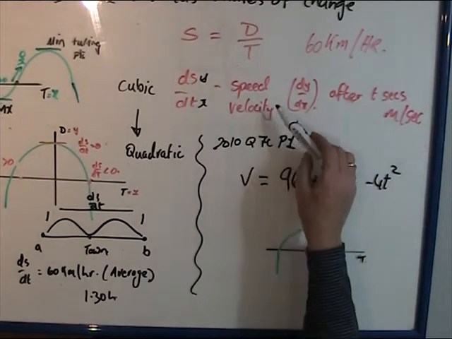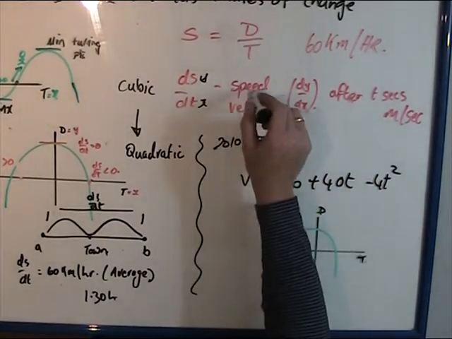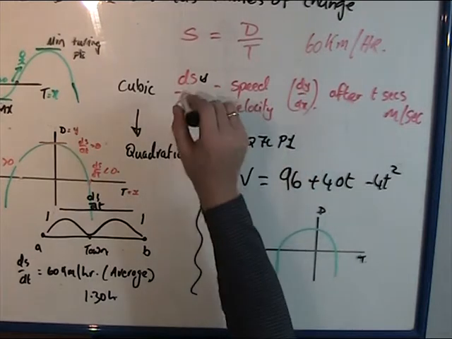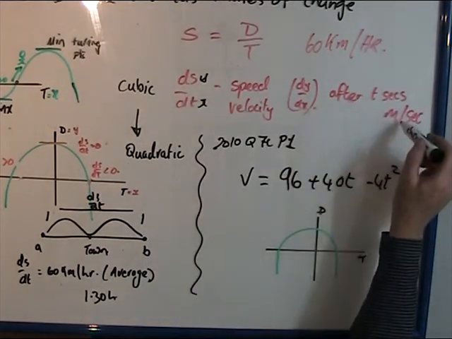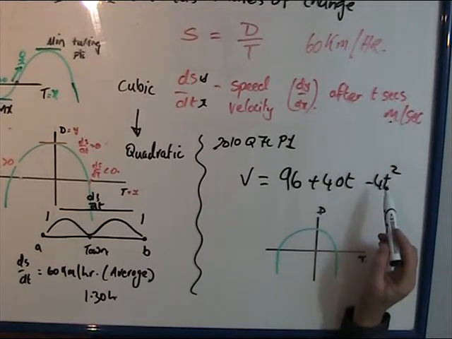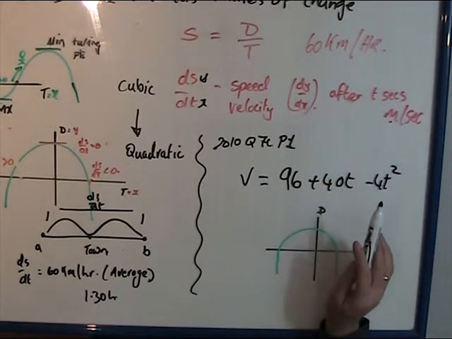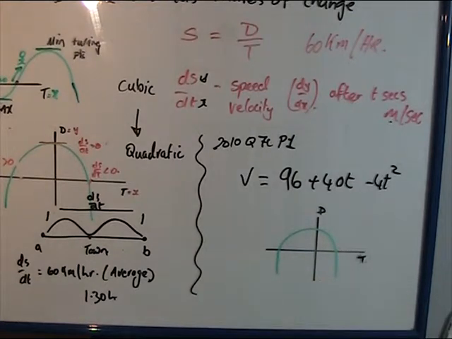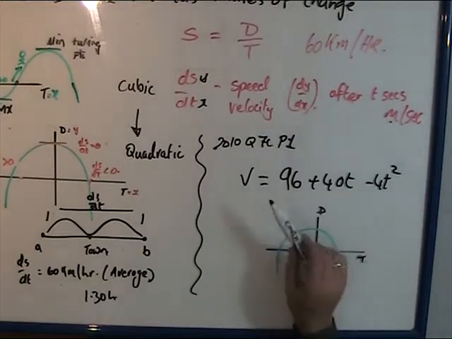Okay, so speed is equal to, so when you see speed, when you see velocity, it's the first derivative after t seconds, and speed is measured in meters per second. Okay, now you have to remember that, meters per second, speed. So once you see the speed, you think meters per second.